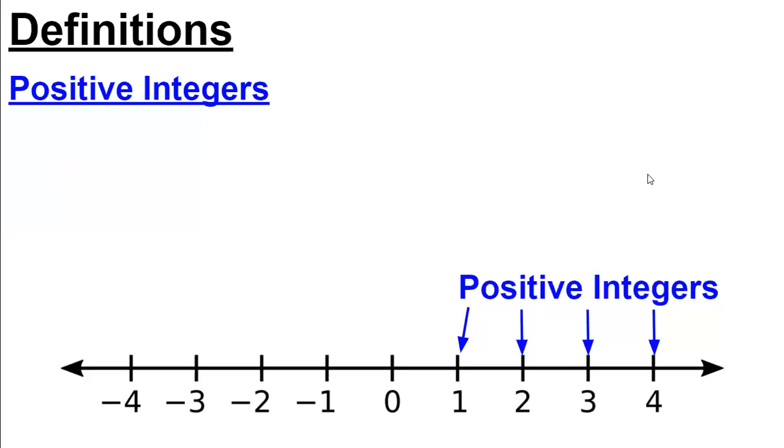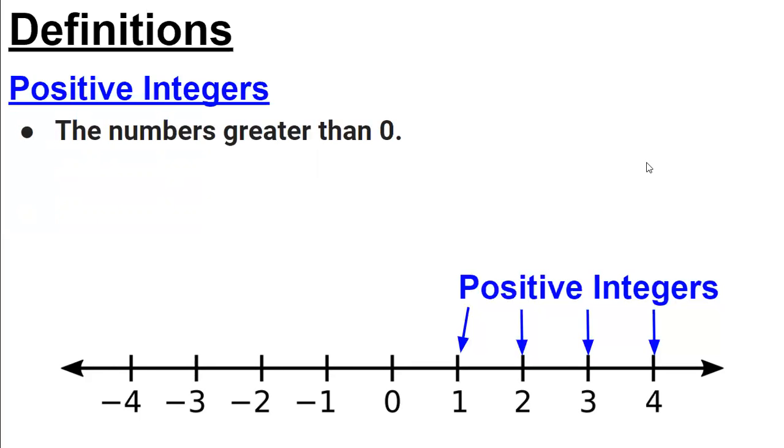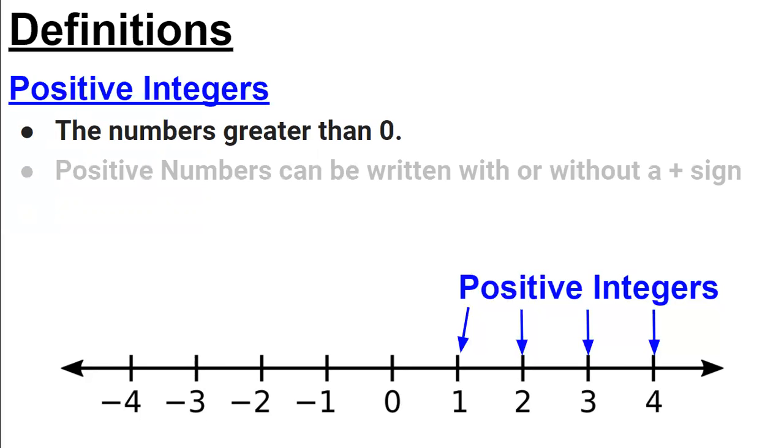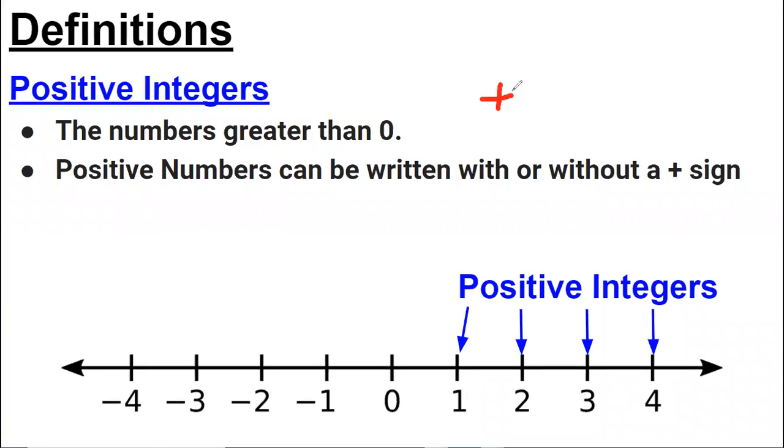Some more definitions. You probably are asking yourself, what is she saying? An integer. What's an integer? Well, positive integers are those numbers there to the right of 0. They are numbers that are greater than 0. Positive numbers can be written with or without a plus sign. So for example, I could write +2, or I could just write 2. Both of those mean the same thing. Most of the time, you will not see the plus sign in front of a positive integer.